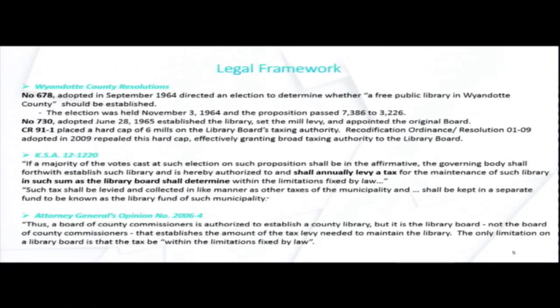And then finally, we wanted to share with you that there was an Attorney General's opinion handed down in 2006 that stated that the Board of County Commissioners is authorized to establish a county library, but it is a library board, not the board of the county commissioners, that establishes the amount of the tax levy needed to maintain the library. So the only limitation on the library board is that the tax be within the limitations fixed by law.